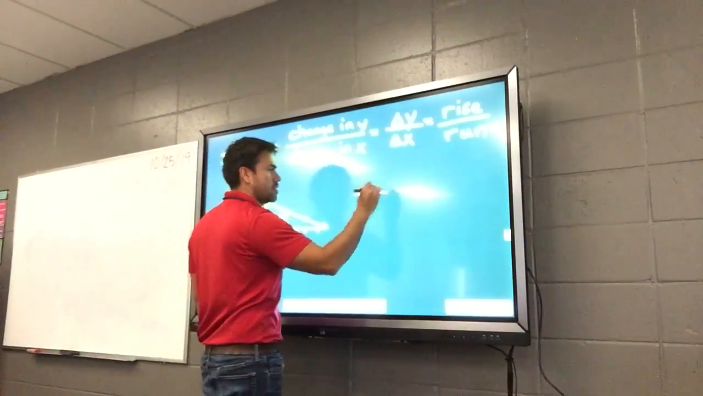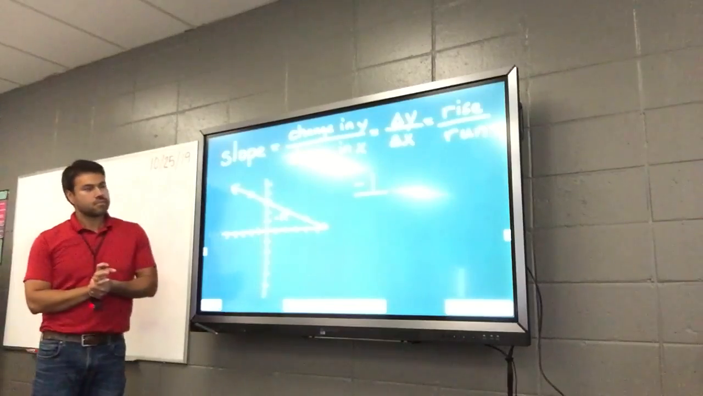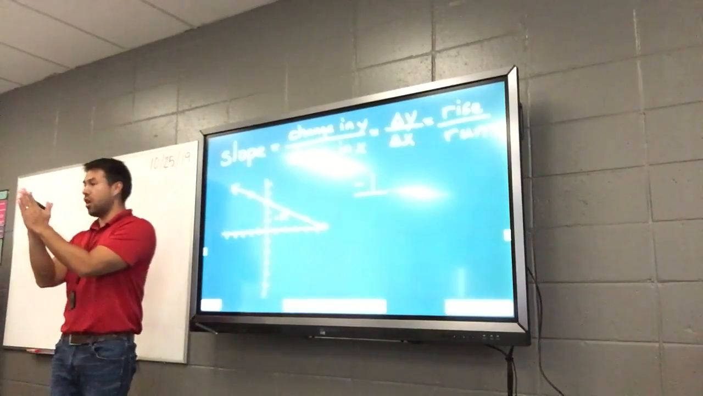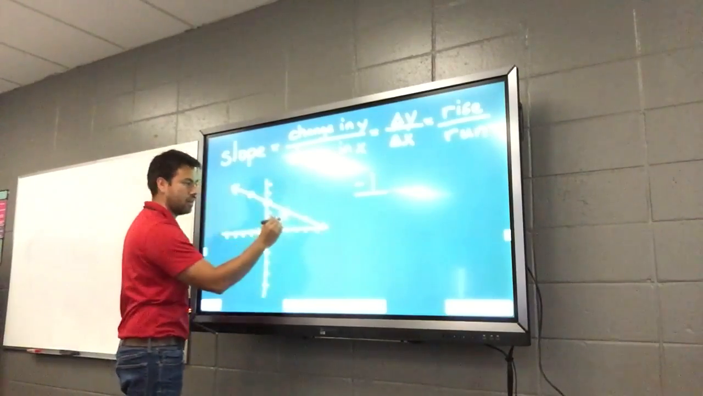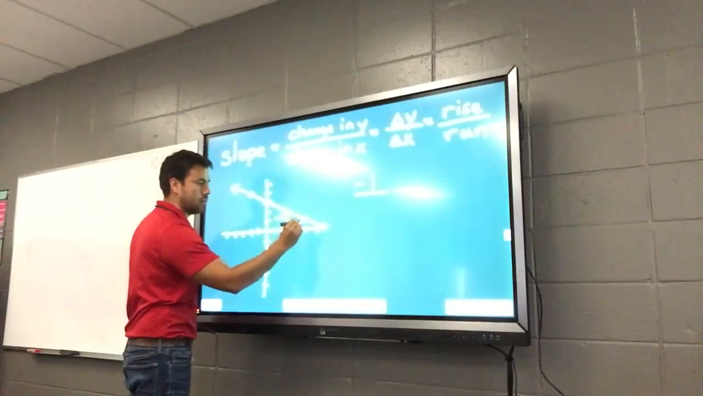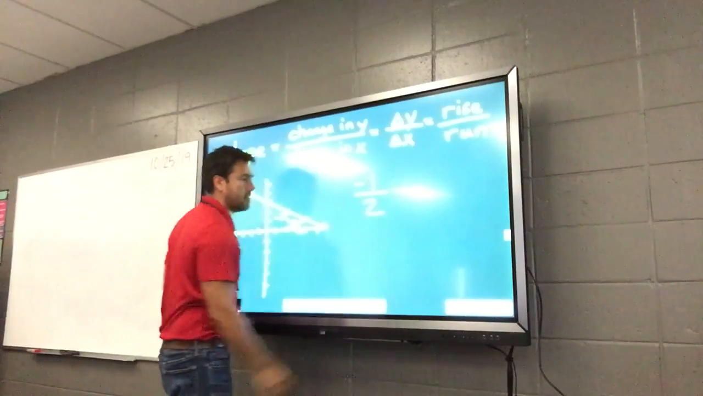So I'm going to do this. You're changing y by -1. Okay. How much did you change on your x-axis, from the point on the left to the point on the right? 2. Okay, so you went 1, 2. You went +2. All right, that's your change in x.